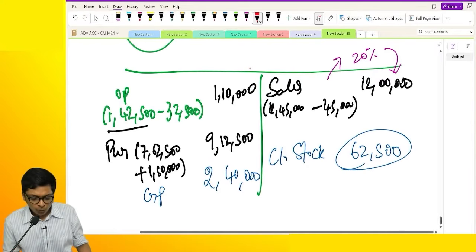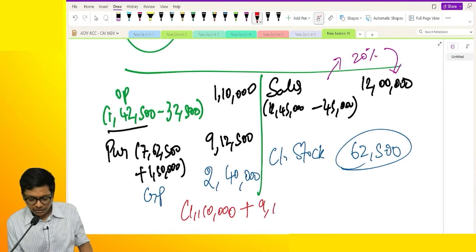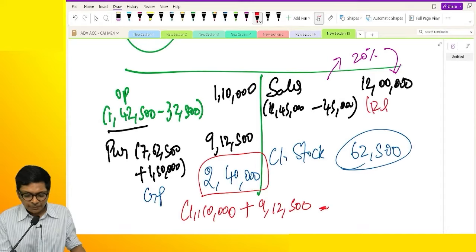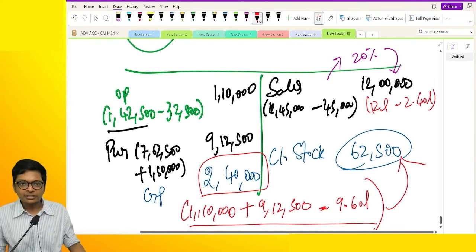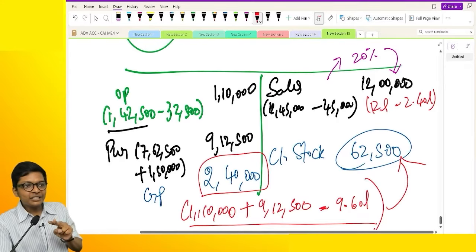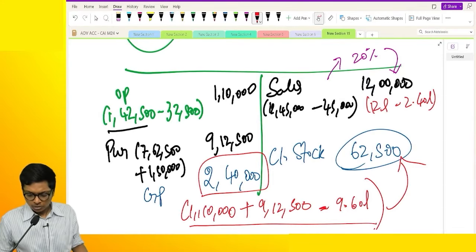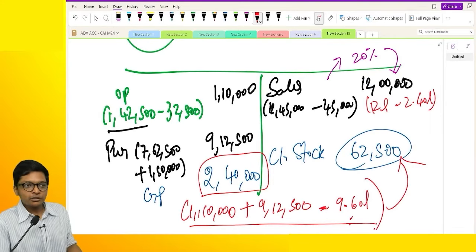How to compute: opening stock 1,10,000 plus purchase 9,12,500, minus cost of sales. What is the cost of sales? Sales minus profit: 12 lakh minus 2.4 lakhs is 9.6 lakhs. Why do I need the calculator? No need. Add this and subtract, you will get 62,500. So the balancing figure can be found; opening stock plus purchase minus cost of sales, I can also find. Correct? Are you following, guys?